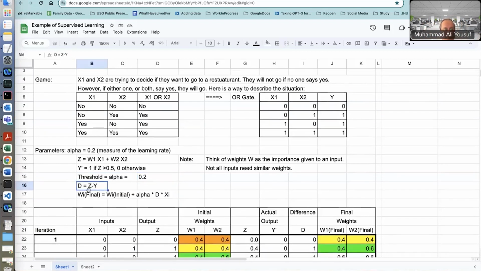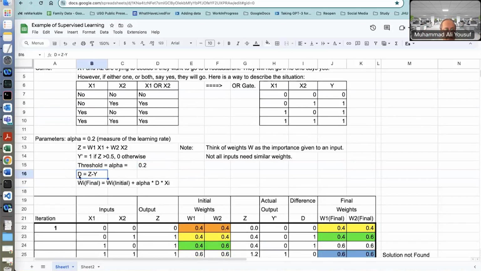I will define one more thing, and this is D that is coming out. This is the difference. D here stands for the difference between the output which is there, the Y, and the Z that I will calculate. Between this, actually this should be Y prime.